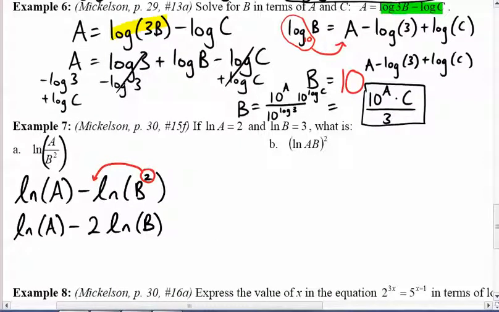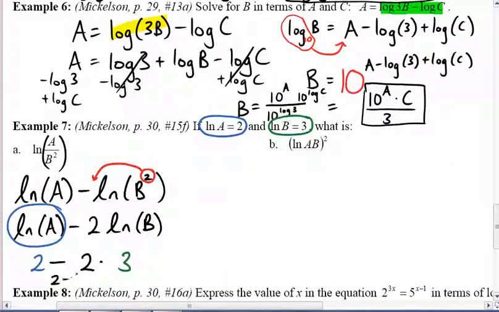And that's where we can apply the givens. We're given that ln a equals 2, so instead of ln a, we can write 2. And we're given that ln b equals 3, so instead of ln b, we can write 3. So you get 2 minus 2 times 3. 2 minus 6 is negative 4.